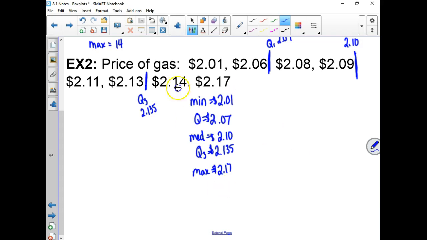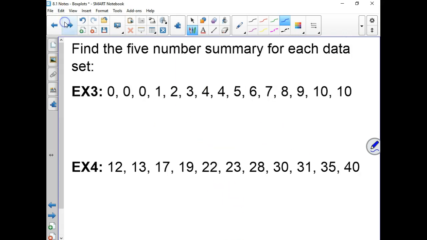Okay, so that would be my 5-number summary for these. Let's look at a couple more because they're just a little bit different when you have different amounts of numbers. So here I've got 15 numbers. Half of 15 is 7.5. If I round that up, that would be 8. So 1, 2, 3, 4, 5, 6, 7, 8. This 8th number right here is going to be my median.